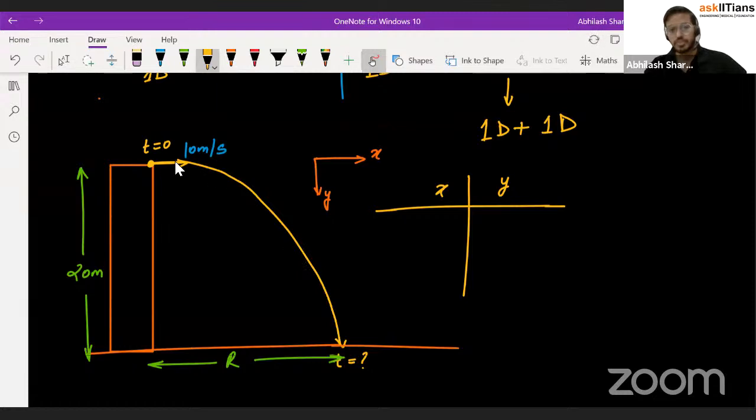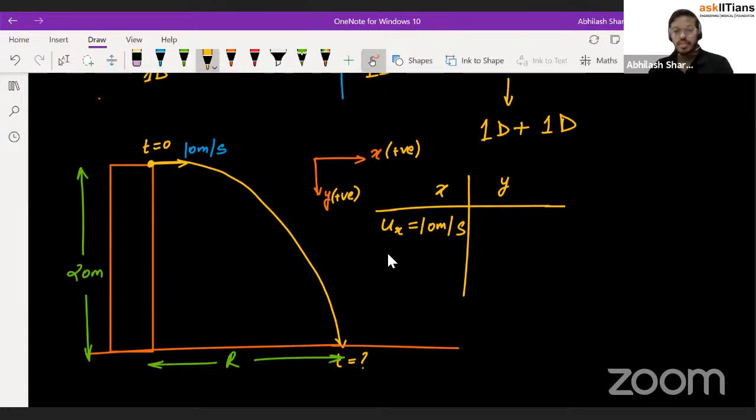Let me ask you, what is the initial speed along X? Initial speed means at time 0. Can you guys tell me? It's 10 only, because 10 is along the X direction. So it's 10 meters per second. And by the way, we are considering positive X, and downward also we are considering positive. We are free to choose the sign convention.